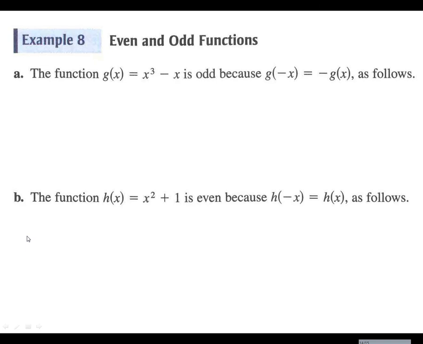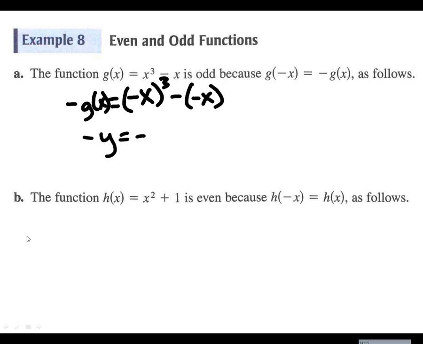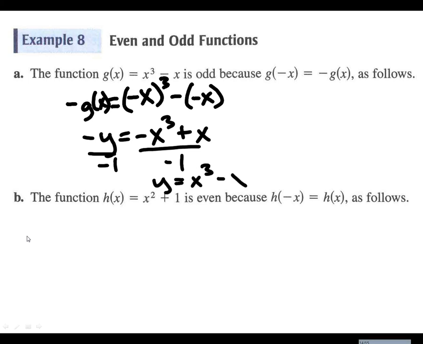All right, so I'm just going to jump right into these because I think we should be able to do this. The function x cubed minus x is odd because of the following. Remember, we're going to plug in negative x, and we're going to plug in negative y. So negative g of x, which is the same as saying y. And let's see what happens. Negative, I'm just going to write y right here. It's a little easier to write. That becomes negative x cubed, and that becomes plus x. And so to get it back to normal, we're going to divide by negative 1. And look at what we got. y equals x cubed minus x, right back where we started.